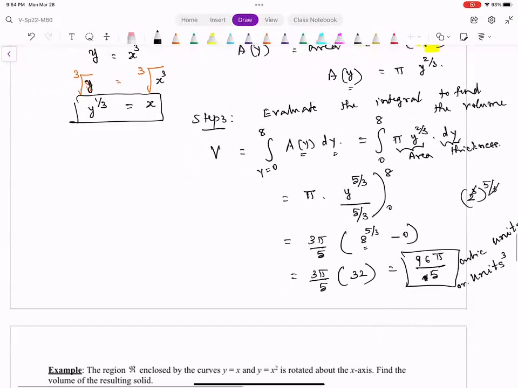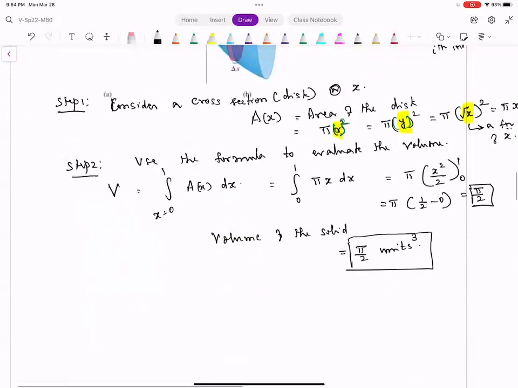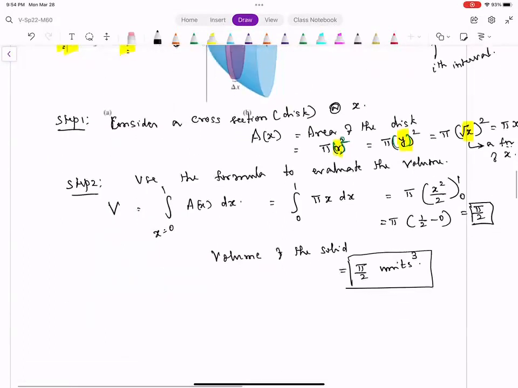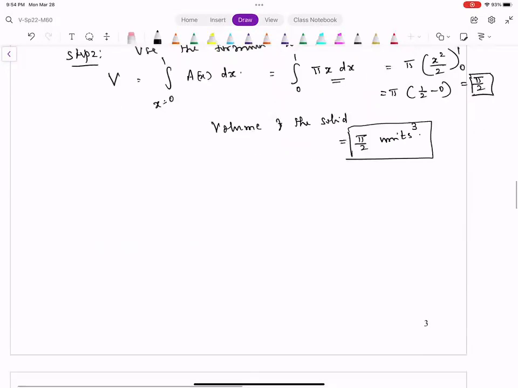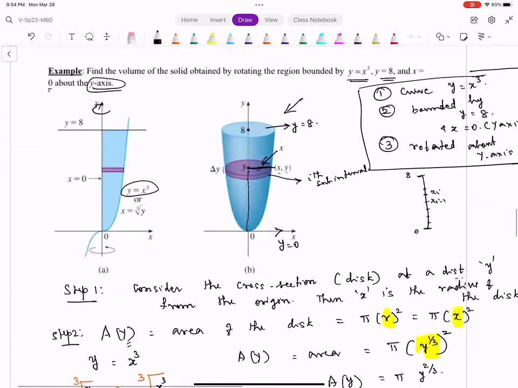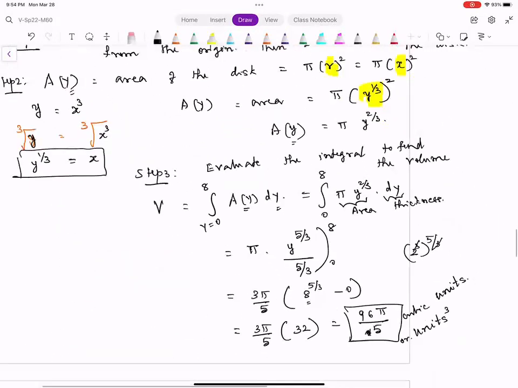So note that in the first problem, when it is rotated about the x-axis, everything turned out to be a function of x. The integrand turned out to be a function of x. In the problem where it is rotated about the y-axis, the integrand turns out to be a function of y ultimately.